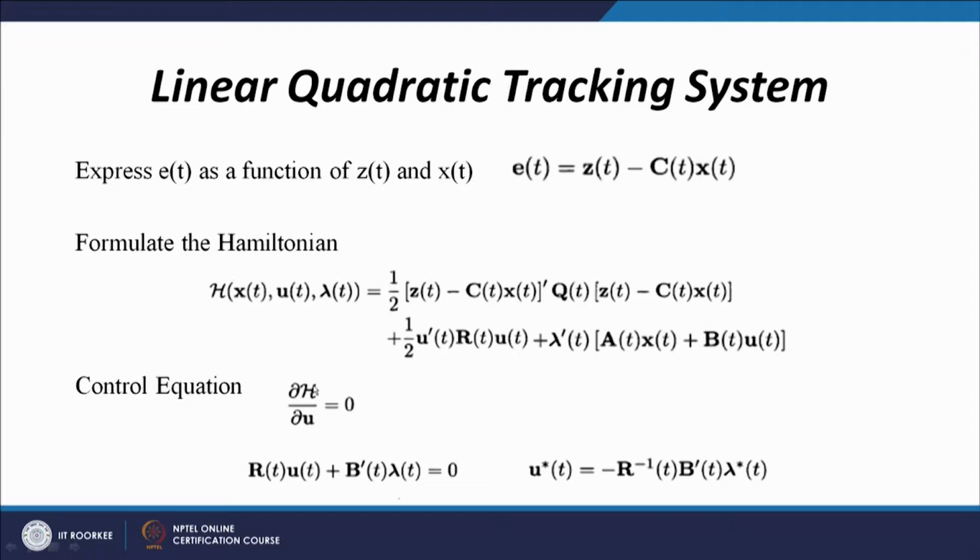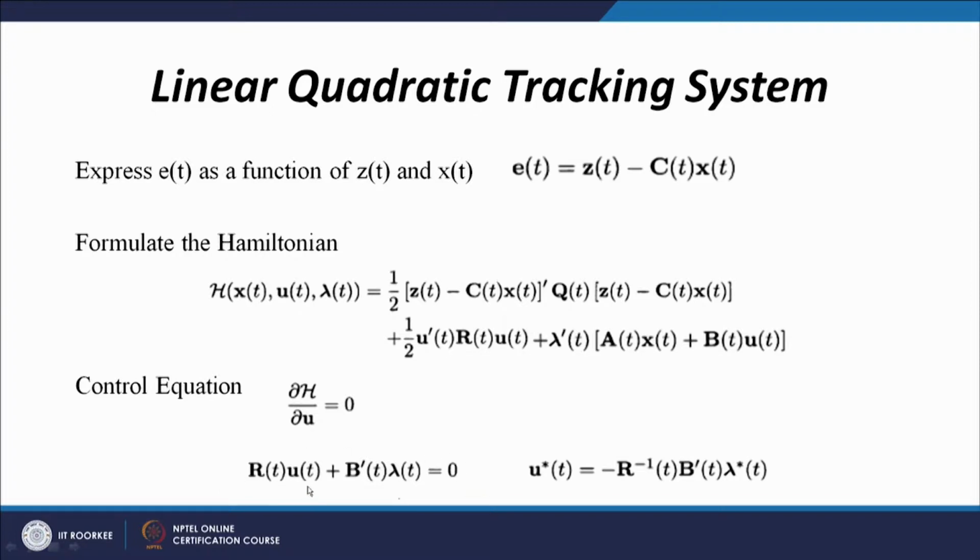So, in this case I will take my del H by del U equal to 0. If I differentiate this H with respect to U, I can see in the first part half of E prime Q E does not depend on the U. So, my U will appear only in the half of U prime R U, and differentiation of this with respect to U gives me R U, and lambda prime A x T is again independent of U, and lambda prime B U, if I differentiate this matrix equation, I get B prime lambda. So, I get the same equation as I am getting in the LQR.